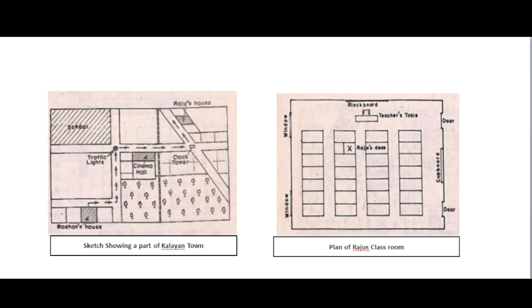So in this chapter we have learned about maps and globes and the different types of maps. These are political maps, physical maps and other maps, and then sketch and plan. In the next chapter we will discuss latitudes and longitudes.